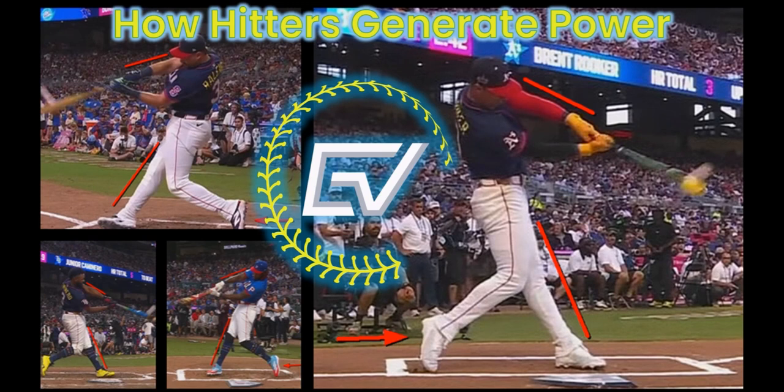There are two basic ways that hitters generate power. We just saw the Home Run Derby, and we saw lots of bombs and lots of different types of swings. But what I'm going to share with you today is the universal truths about how all of those swings are similar, because producing power is about physics.